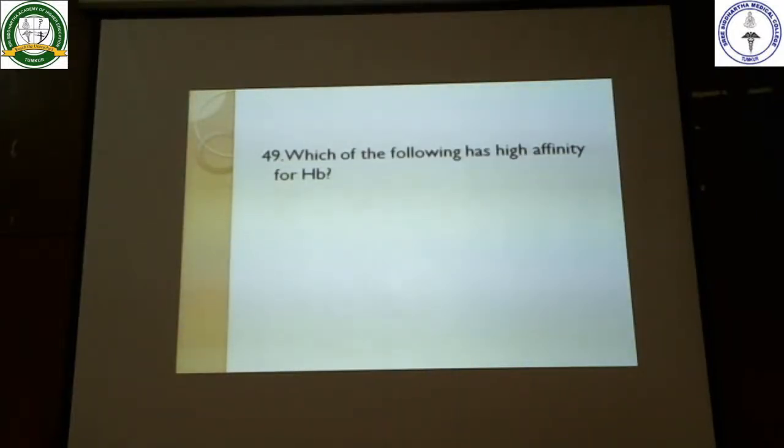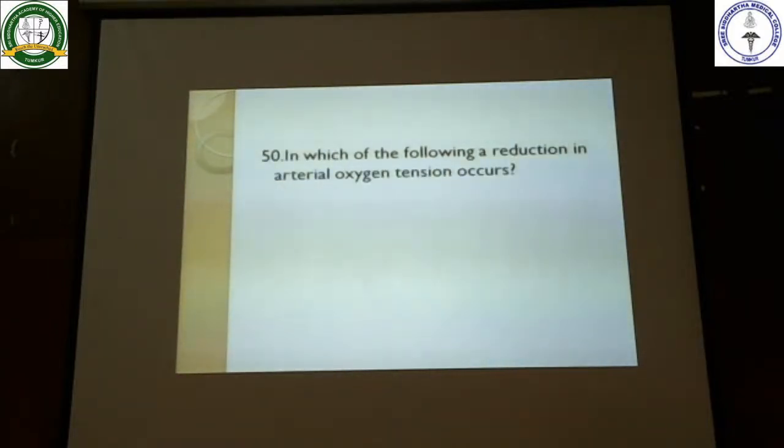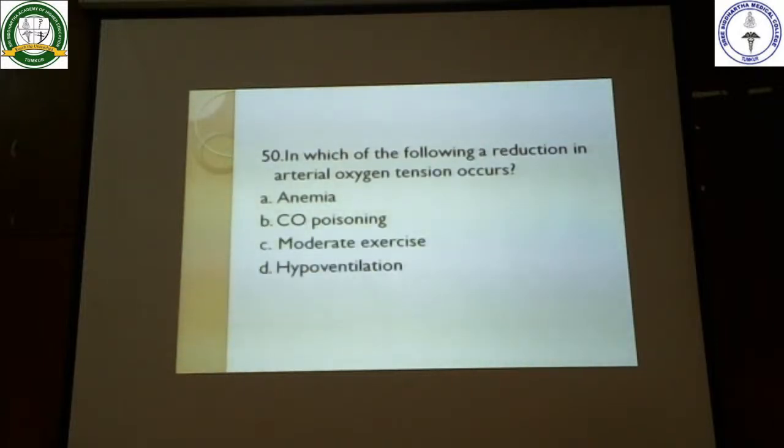Next, which of the following has high affinity for hemoglobin, carbon dioxide, arterial oxygen tension occurs? Anemia, carbon monoxide poisoning, moderate exercise, and hypoventilation. Answer is hypoventilation. Whenever you are not respiring, decreased respiration will result in decreased oxygen or PO2.